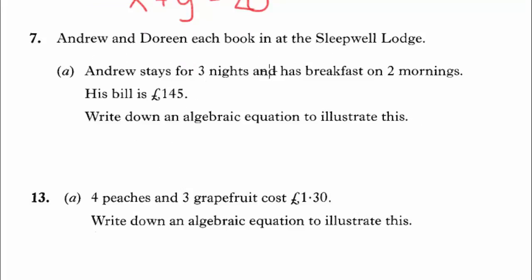Andrew stays 3 nights and has breakfast on 2 mornings, right, and his bill was £145. This time they're just expecting you to come up with a variable for nights and for breakfasts. So normally it's been x and y, so you can come up with one, try and make it something sensible. 3 for nights, we just say 3n, plus 2, we'll just call it b, equals 145. Okay, so 3 nights and 2 mornings. Obviously, n is the price for 1 night and b is the price for 1 morning.